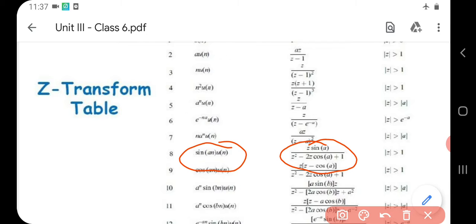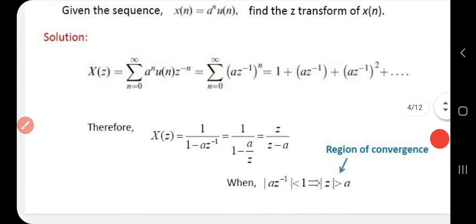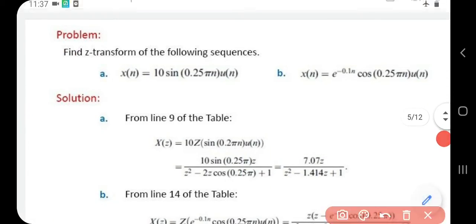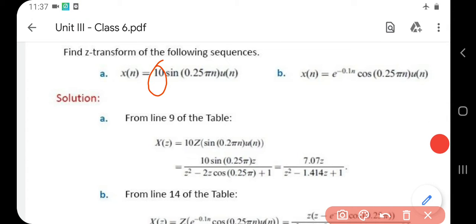So we will check that. In place of a you have to substitute that number in these two a's. Then you will get the answer, just the formula. So see, here there is one number, so that will be written as such. Then sine of a n u(n). So what is a here? 0.25 pi. So that will be sine of 0.25 pi z as per the formula.